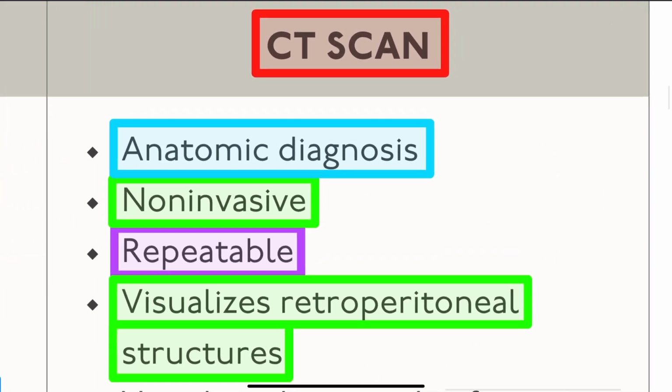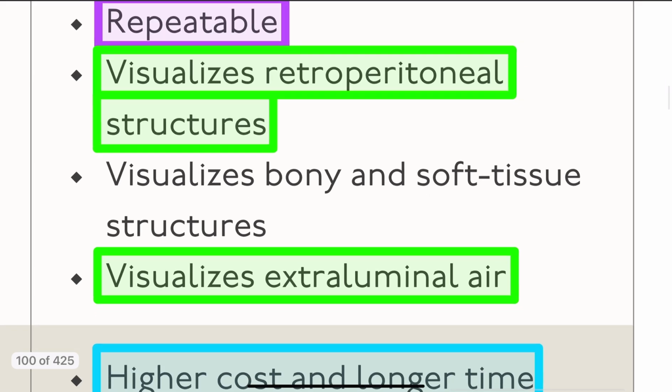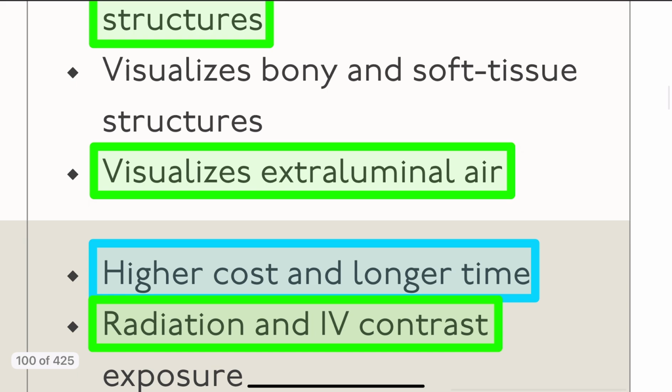So this is an anatomic diagnosis. This is also non-invasive. You can also repeat the CT scan. It can visualize retroperitoneal structures, which is important. You can also visualize bony and soft tissue structures, and visualize extraluminal air also. This is important: extraluminal air.